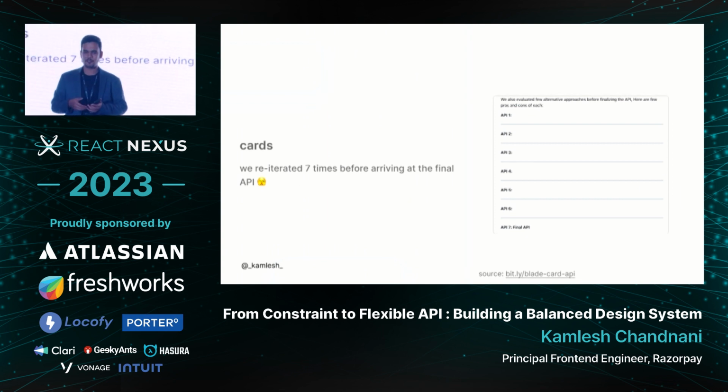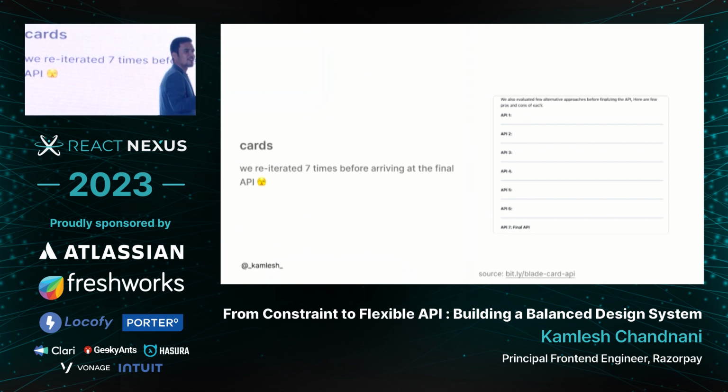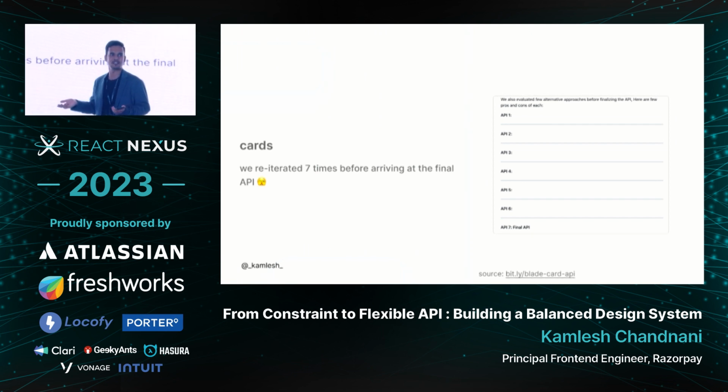So we wanted to fix this, and before we came up with a decision of what is the fine balance of flexibility and boundaries, it took us like 7 API reiterations, and I'm not kidding. You could go on GitHub and check this out. It took us 7 reiterations of just card to have a fine balance of flexibility as well as setting the boundaries.